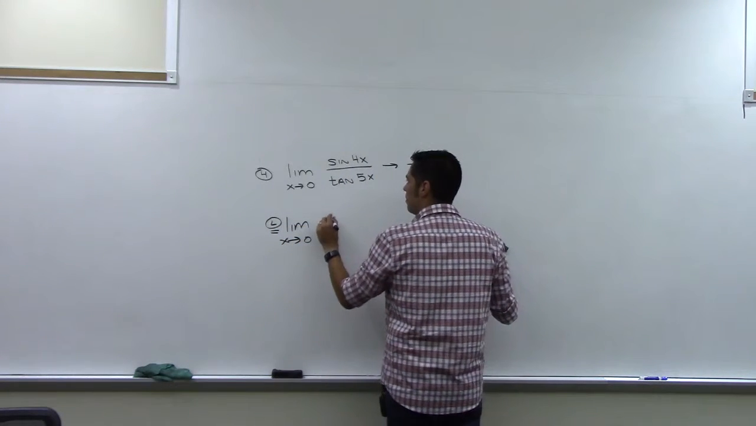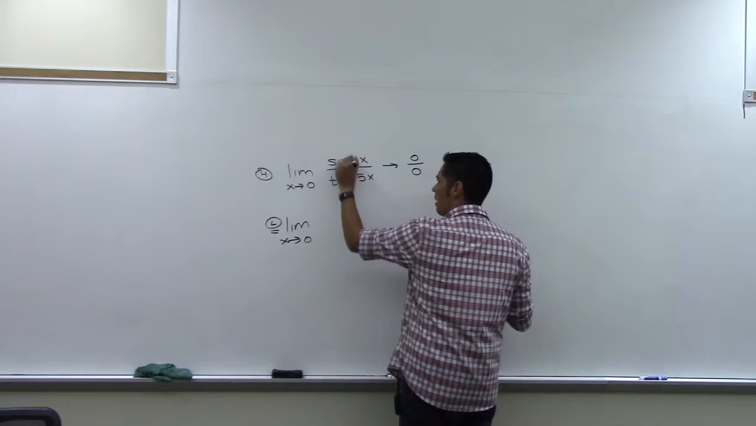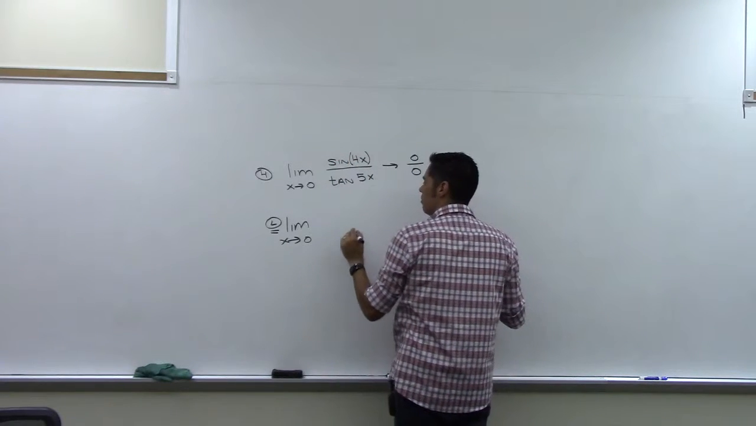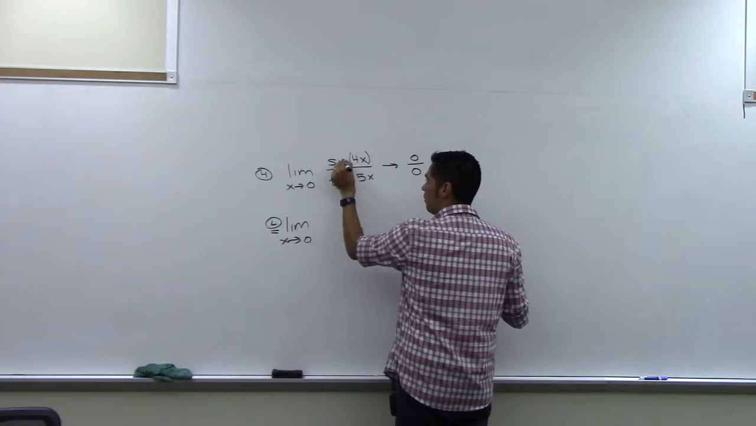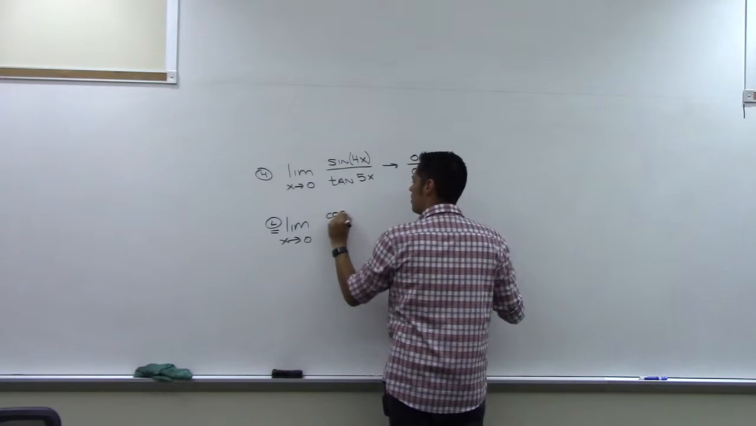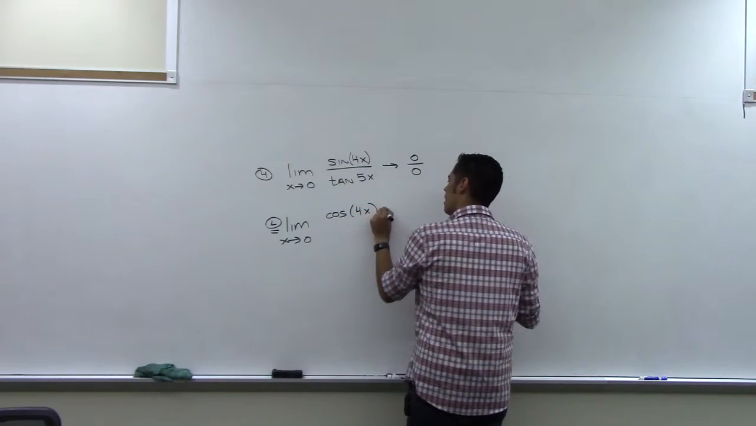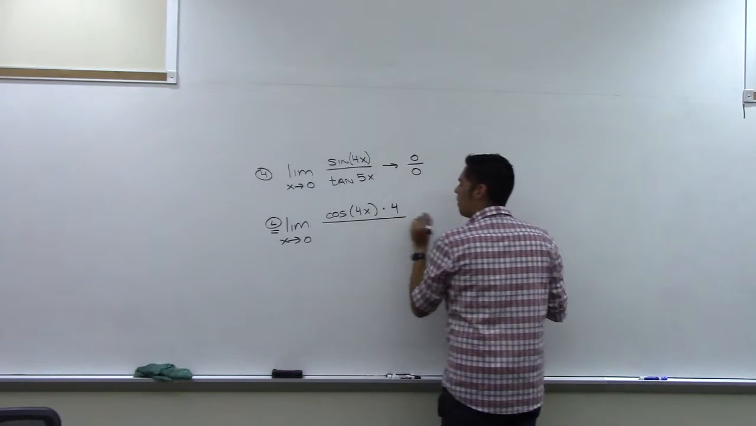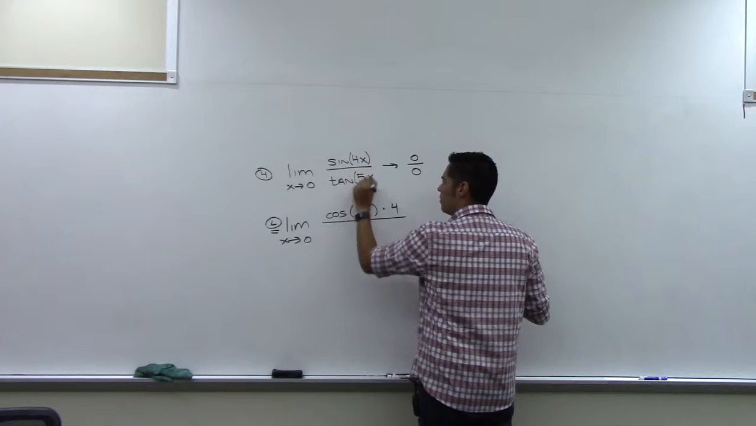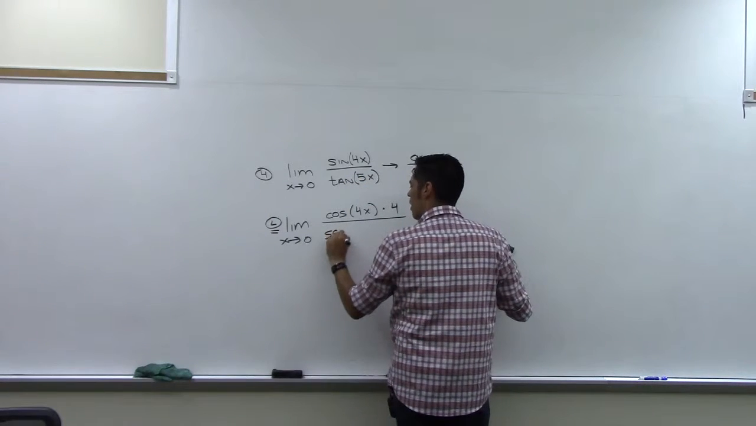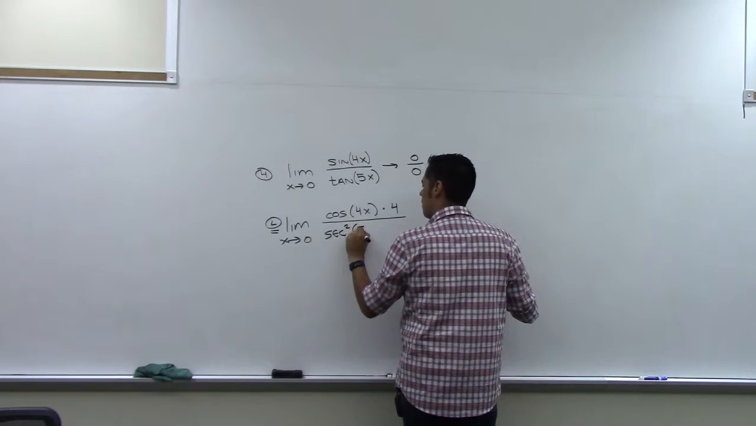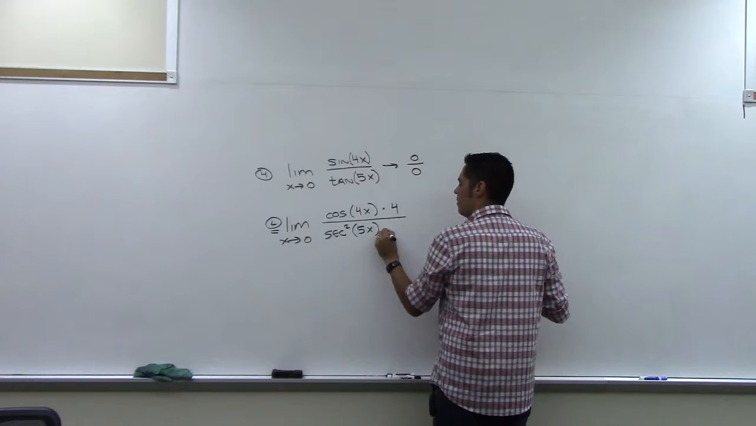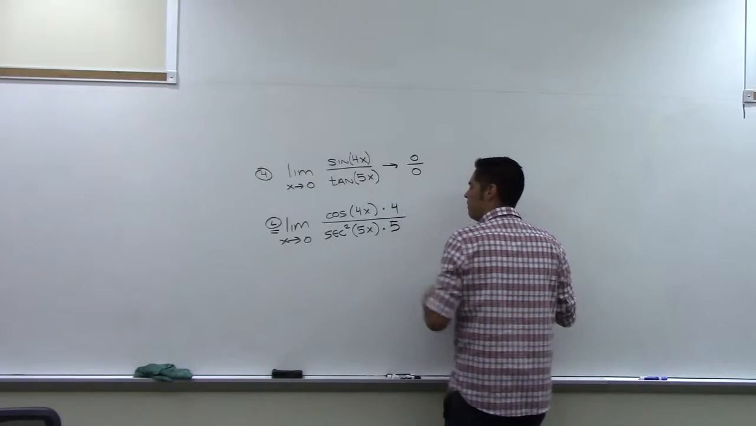And this becomes derivative of the top, so be careful because we have 4x inside. So derivative of, it's chain rule, so derivative of sine of something is cosine of that something, times the derivative of what's inside, which is just 4, over, now the derivative of tangent of something is secant squared of that something, times the derivative of what's inside, which is 5.